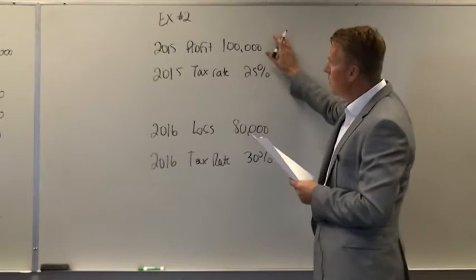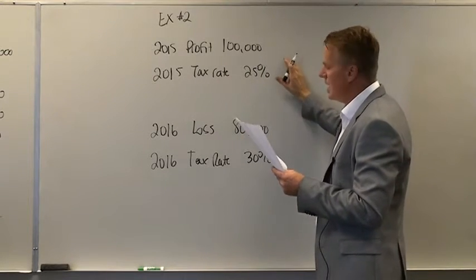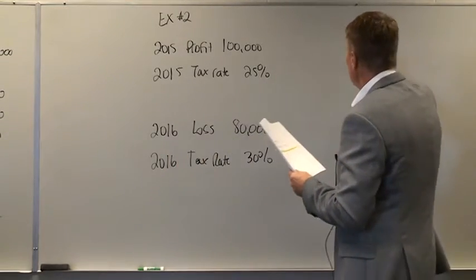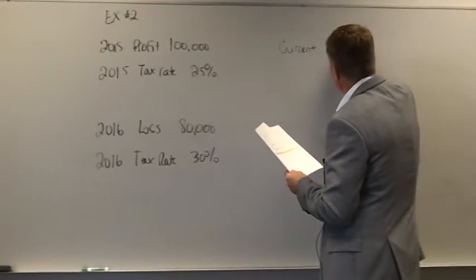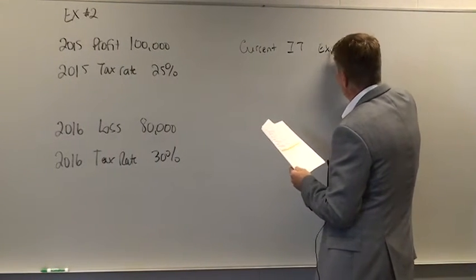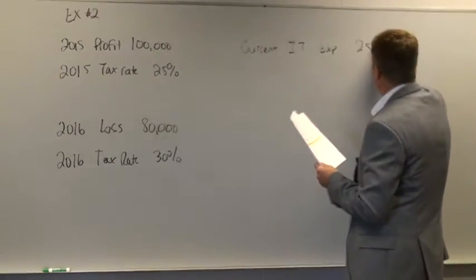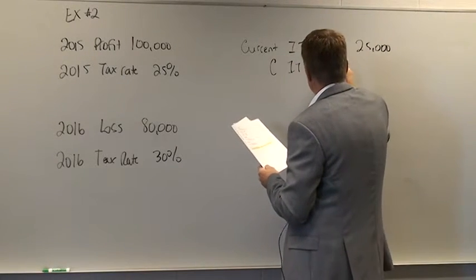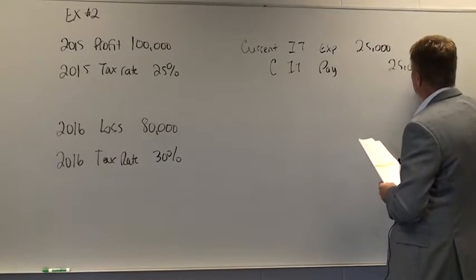Well, here's our first year, 2015. We have a profit. We've got a tax rate. What would be the journal entry? Pretty straightforward. Current income taxes expense would be 25% times 100,000, $25,000. And current income taxes payable, you could put cash if you wanted, $25,000.